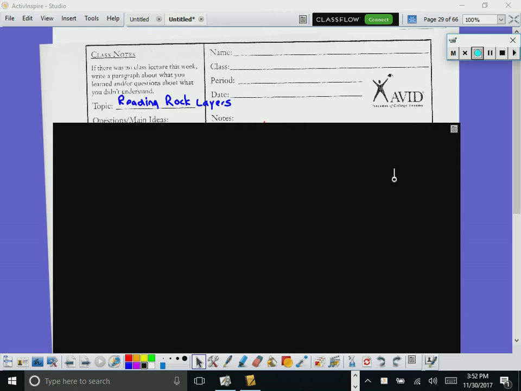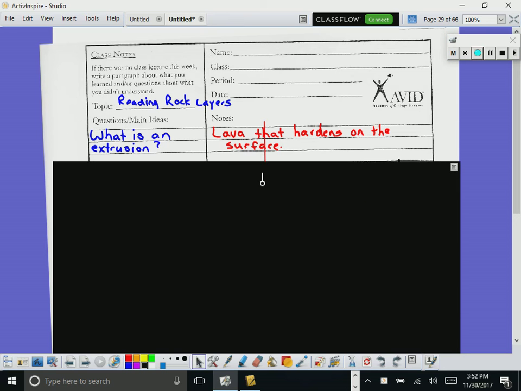Now, they're also going to throw a couple different things in these rock cross sections to try to trip you up. One of the things they're going to throw in there is an extrusion. Now remember, X from your stems means out. So an extrusion is lava that hardens at the surface because it's come out of the ground. So that's an extrusion.